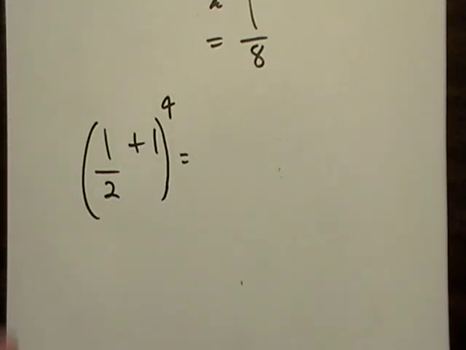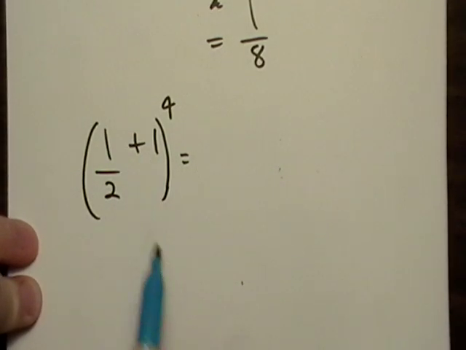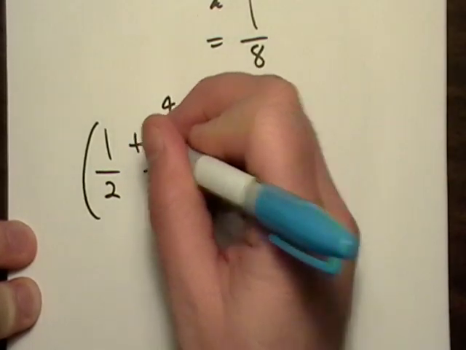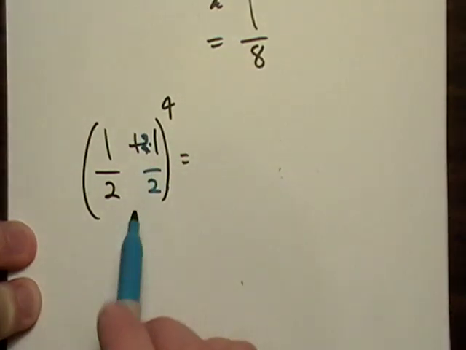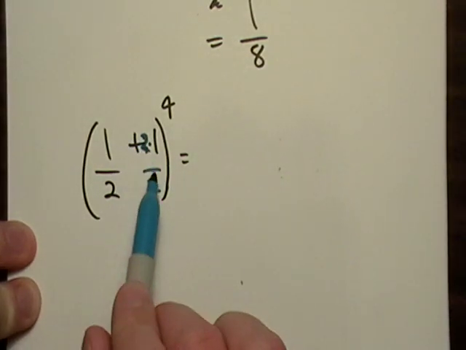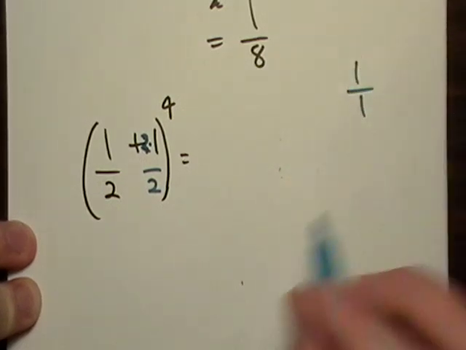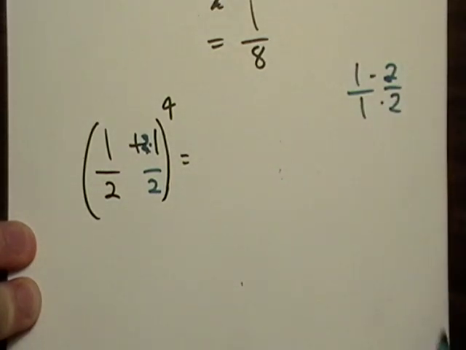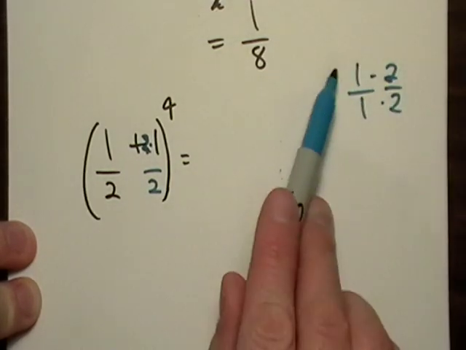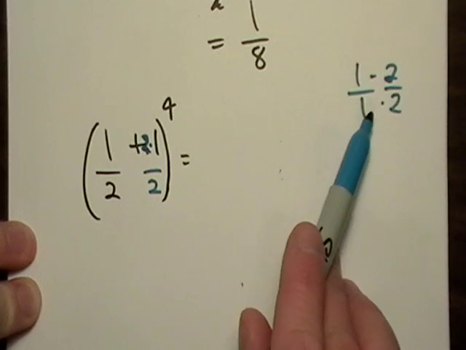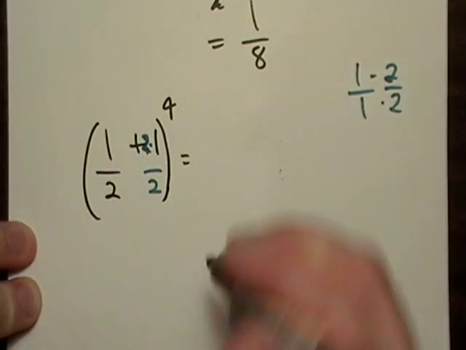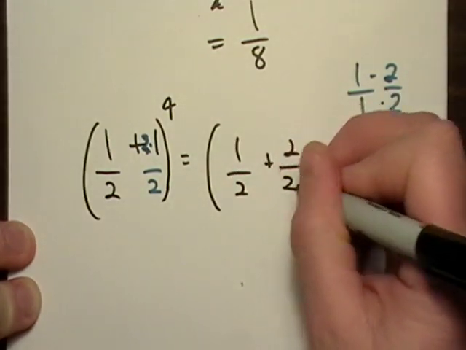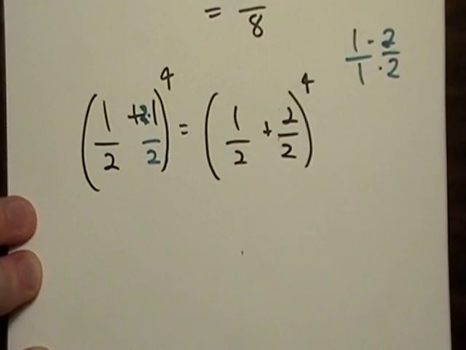So in this first step, I find that I'm able to do some operations inside the parentheses, most notably getting a common denominator. Basically, 1 is really just 1 over 1, and I need a 2 down there. I can do whatever I want to the top of the fraction as long as I do it to the bottom. So I end up with 1/2 plus 2 over 2 raised to the 4th power, just like that.